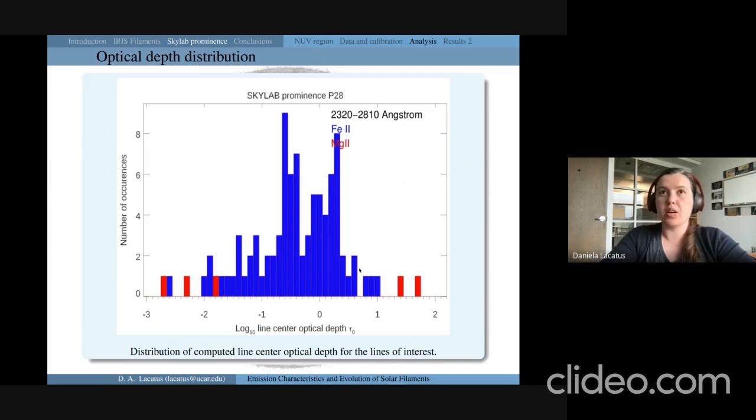Therefore, when looking at the prominence material, the different lines will show the different layers within the prominence. So looking from the magnesium towards the irons, we'll see different shells within the prominence material, and therefore we can explore the different flows in depth as we look into the prominence.